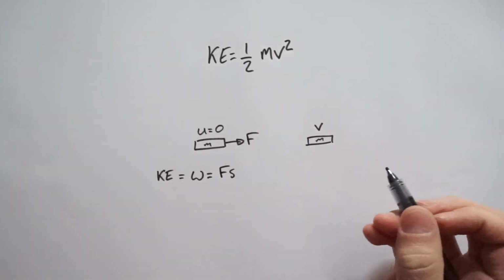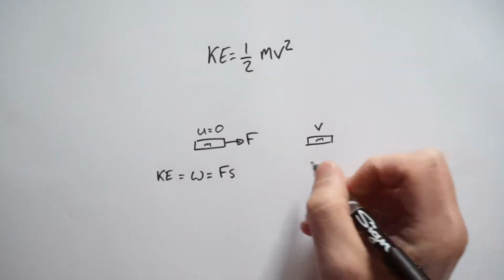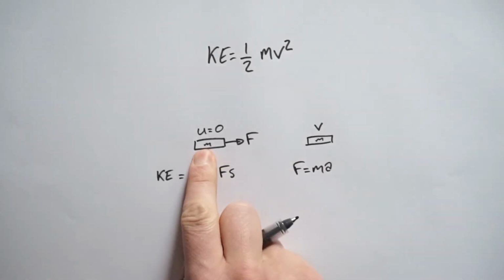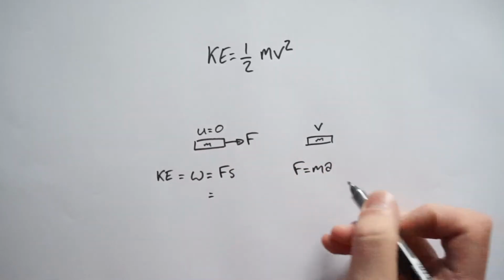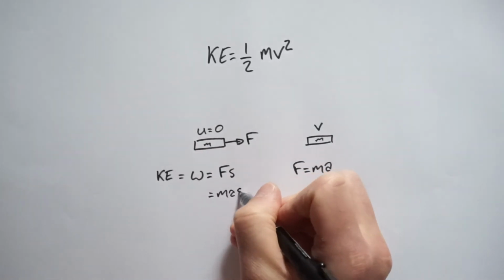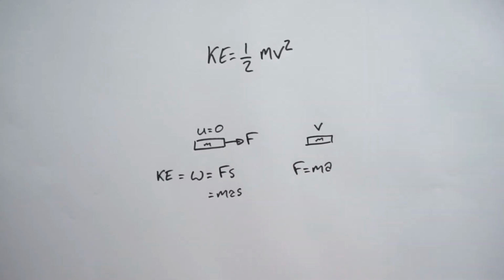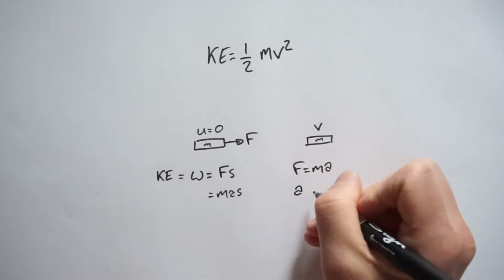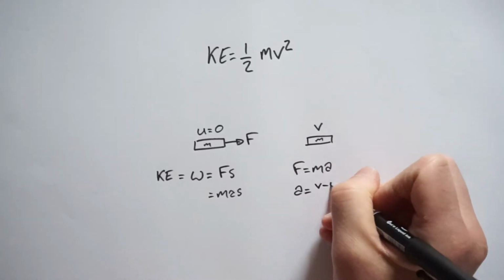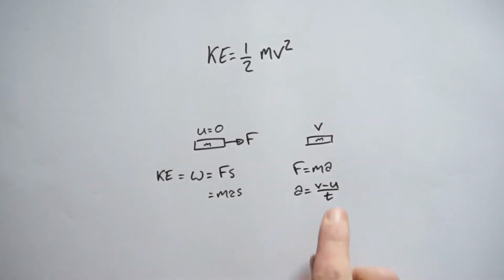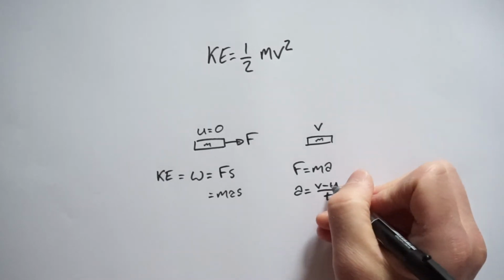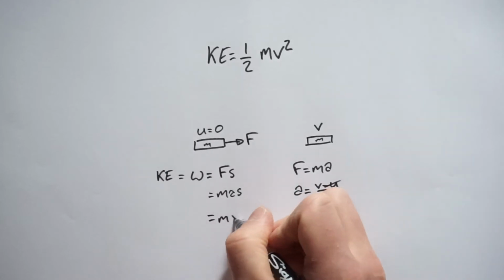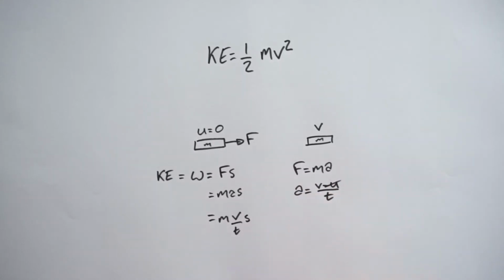So, let's try and substitute things into here. This force, we can just say force is equal to mass times acceleration, the mass of this block times its acceleration. So let's put that in: mass times acceleration times displacement. Now let's think what we can replace acceleration with. The definition of acceleration is the change in velocity over time. And I've just said that u is 0, so I can just ignore that term. So we're going to get mass times the velocity over the time, times the displacement.